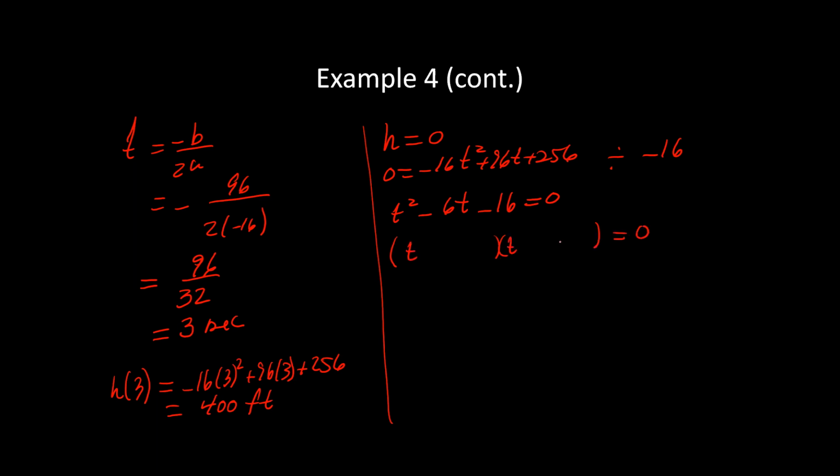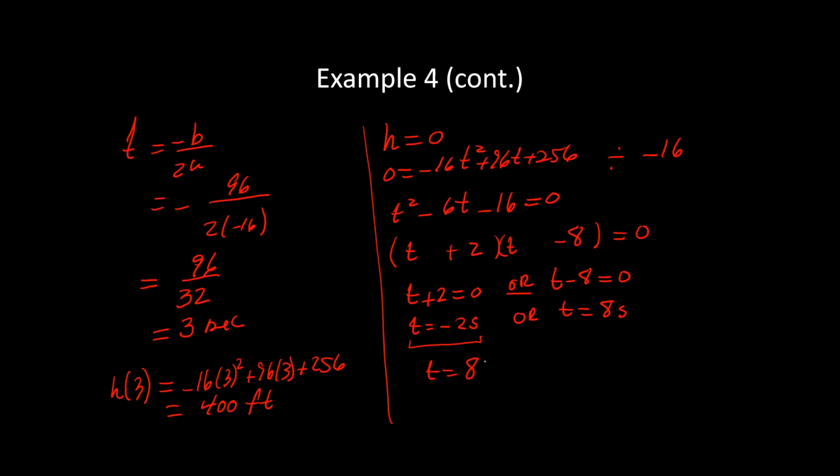T, negative 8 here, plus 2 there. So basically, t plus 2 equals 0, or t minus 8 equals 0. T equals negative 2 seconds, or t equals 8 seconds. Obviously, we cannot take time to be negative, because again, when we start timing things, when the rocket starts taking off, we start at 0 time. Okay? And t equals 8 seconds. So basically, t equals 8 seconds is the time the rocket gets back to the ground.